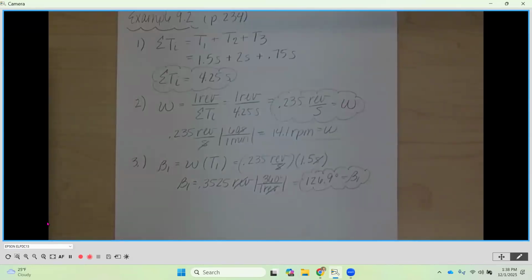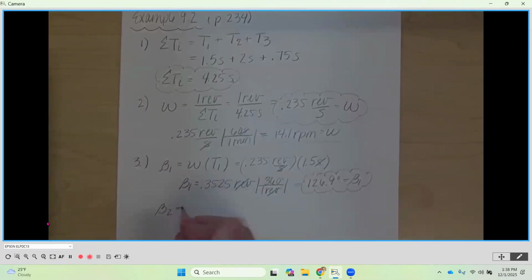So our numbers are going to be slightly off, but that's okay. I think it's good to hold at least one decimal place on our degrees. So now we want to do that same thing for beta 2 and beta 3, or time 2 and time 3. So I'll do it on the side here. Go ahead and do that as well, and make sure that we get the same numbers.